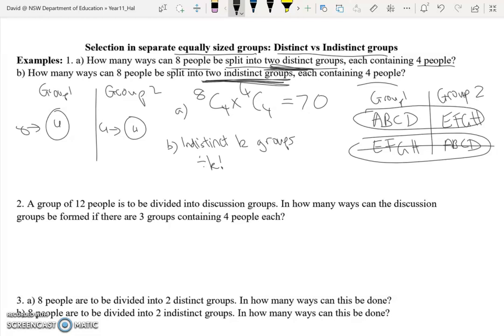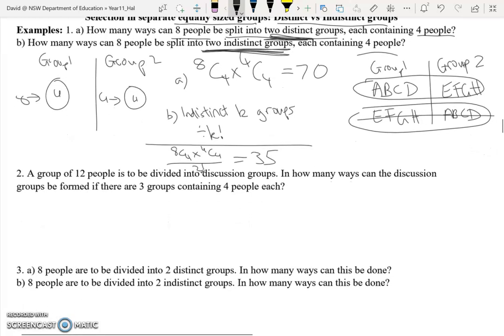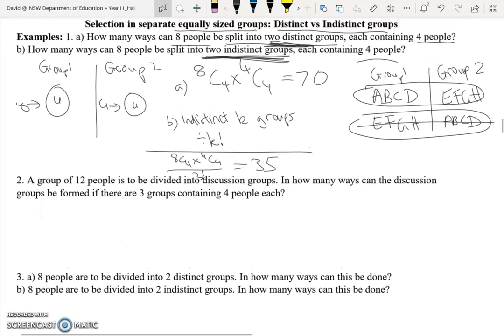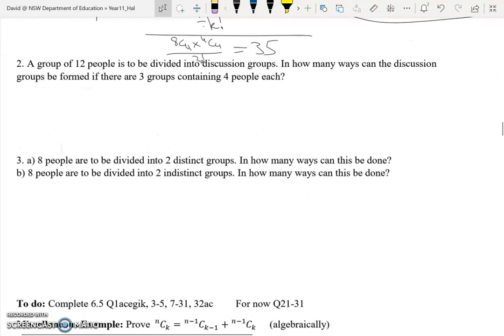Okay, so here there are 2 indistinct groups, so we take the same procedure as last time, 8C4 times 4C4, and we divide by 2 factorial. When we divide by 2 factorial, we get an answer of 35. So that's for equal size groups, distinct versus indistinct. Let's have a look at another one here.